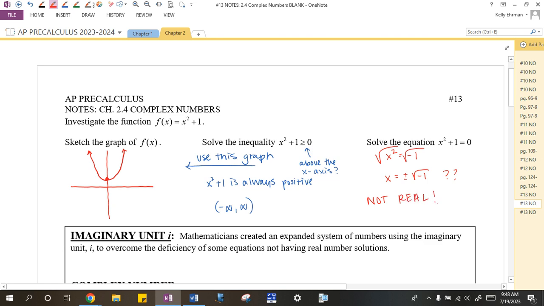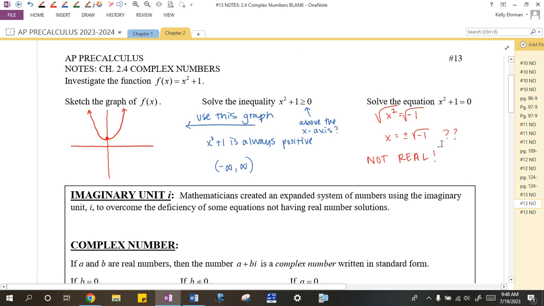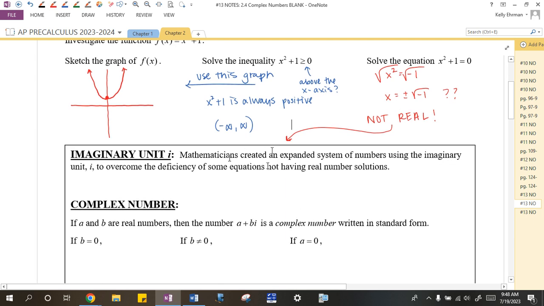Remember, square roots really are saying what number multiplied by itself is equal to negative 1. And you can't, in the real number system, multiply any real number by itself to produce a negative value. You've got to have one negative multiplied by one positive to get a negative result. So instead of just stopping here and saying these problems are just not solvable, some mathematicians that we can thank have created an expanded number system using the imaginary unit.